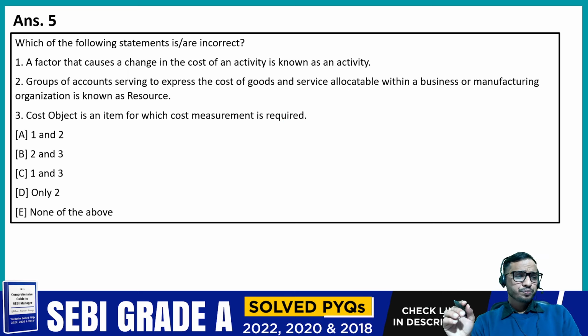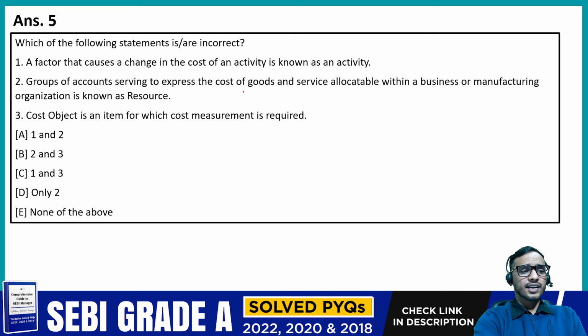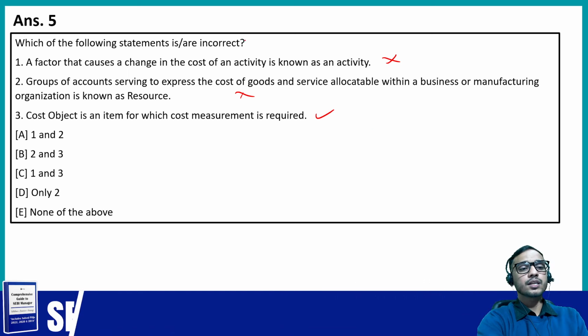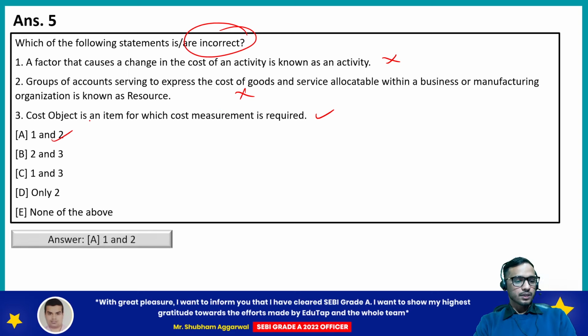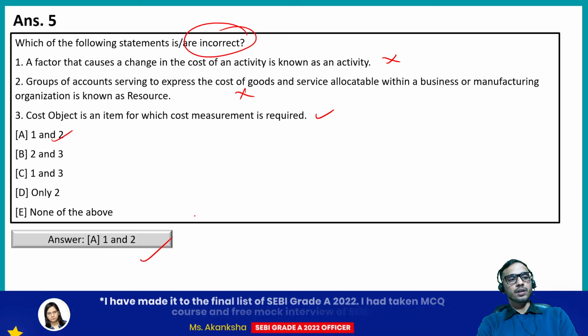So now you understand that the second option is also incorrect, the first option is incorrect, the third option is correct, and the question is asking about incorrect. So first and 2, that is option number A, is correct. Yes, option number A is absolutely correct.